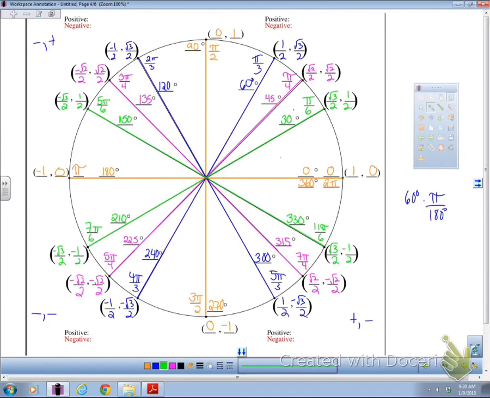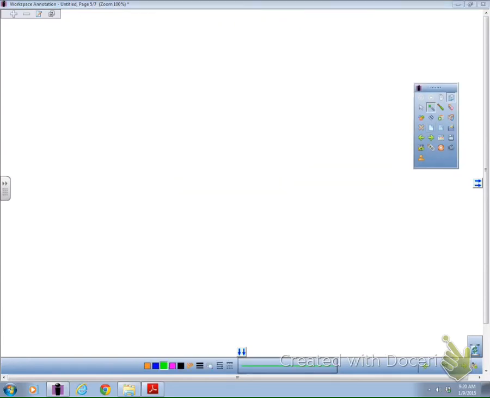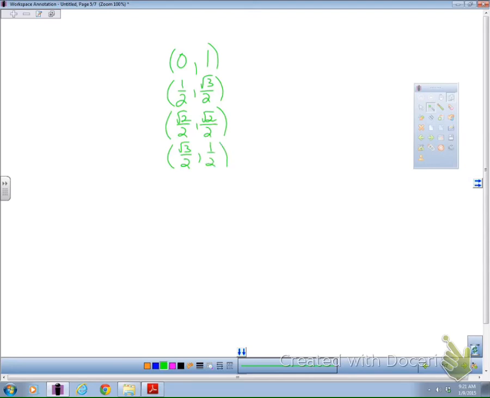So I'm going to take these 5 and I'm going to write them down top to bottom like this. I have 0, 1 at the top. Right? Yeah, you can do it on the back. All right, I have 0, 1, and then moving down that arc, right, I have 1/2, square root of 3 over 2. I have square root of 2 over 2, square root of 2 over 2. I have square root of 3 over 2, 1/2, and last but not least, 1, 0. In order.